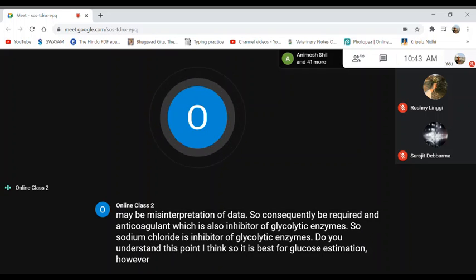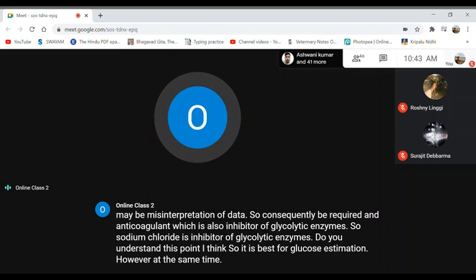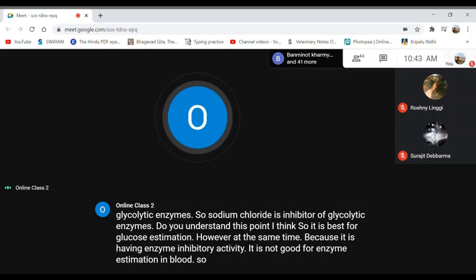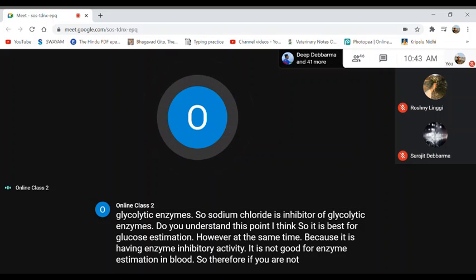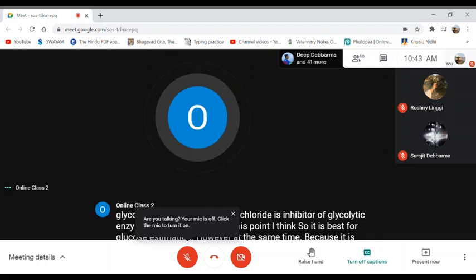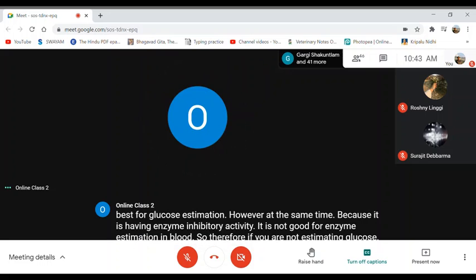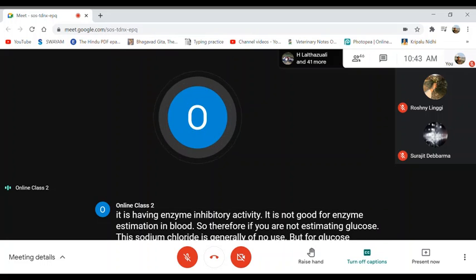However, because it has enzyme inhibitory activity, it is not good for enzyme estimation in blood. So if we are not estimating glucose, sodium fluoride is generally of no use. But for glucose estimation, it is the best. It is used with thymol in a 10:1 ratio, 10 parts sodium fluoride and 1 part thymol.